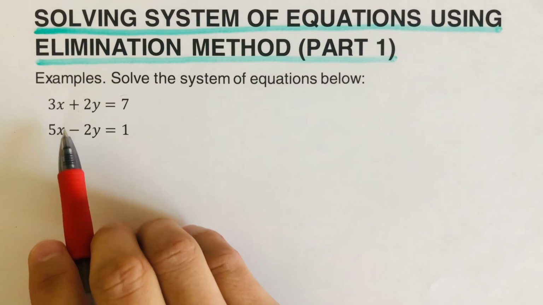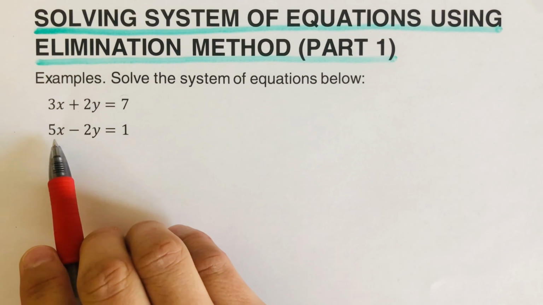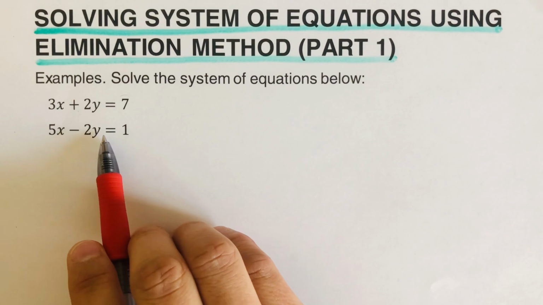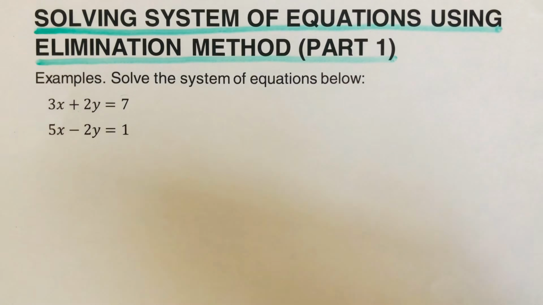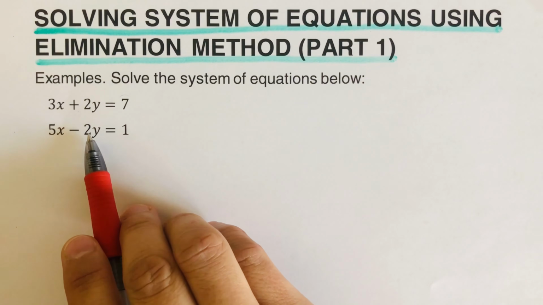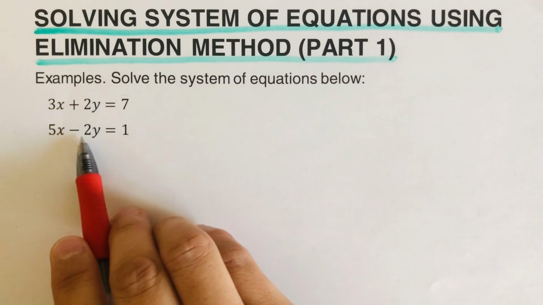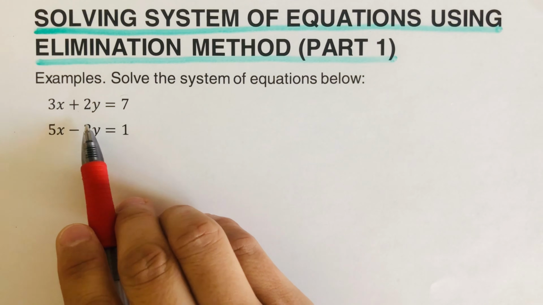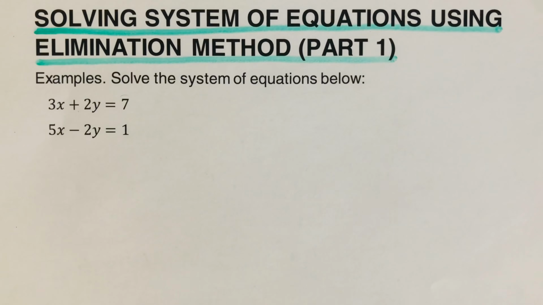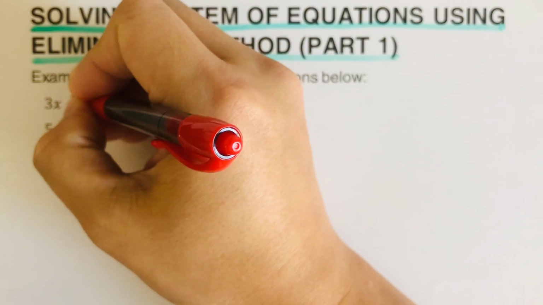So in this example that we have 3x plus 2y equals 7 and 5x minus 2y equals 1, we need to determine which variable can be eliminated. As we can see here, the variable that we can eliminate is y, since both of them have 2 as their coefficient. But the thing is, their coefficients are opposite. So I'm just gonna go ahead and put this in a box.